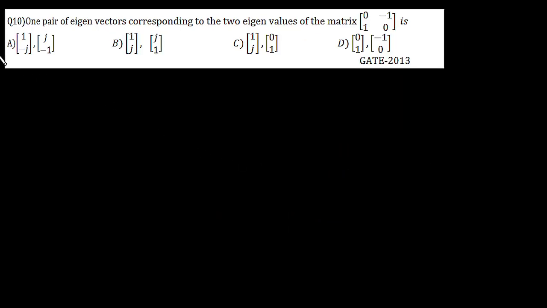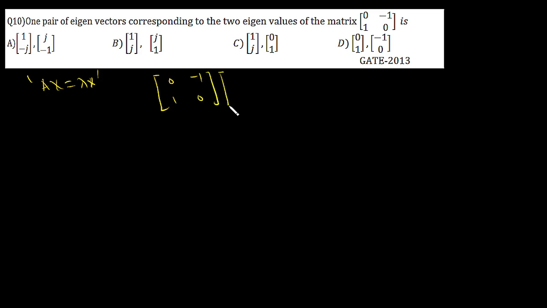So now let's solve the last problem for this particular video. Question 10 asks for a pair of eigenvectors corresponding to the two eigenvalues of the matrix. Again we have to use the same concept, Ax equal to lambda x. This concept repeats in the GATE exam many times regarding eigenvectors. So again we have to go through the options. Let's write the matrix here.